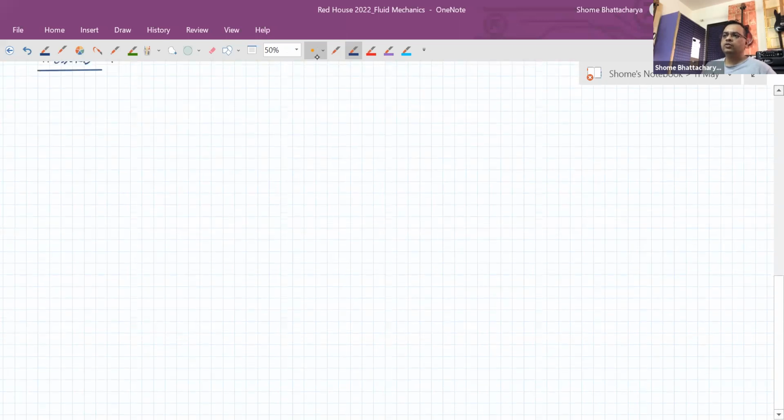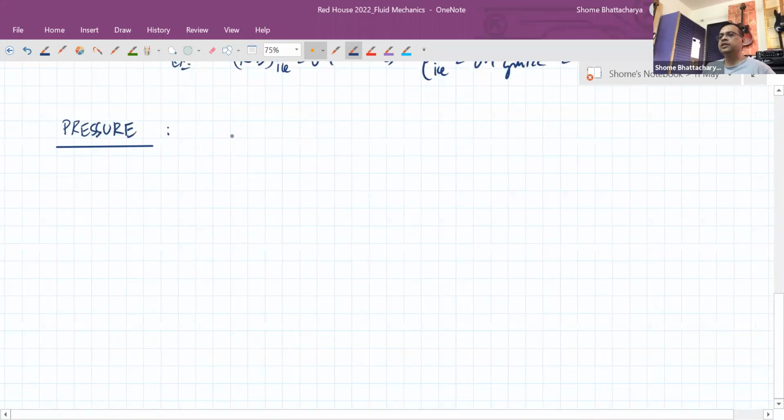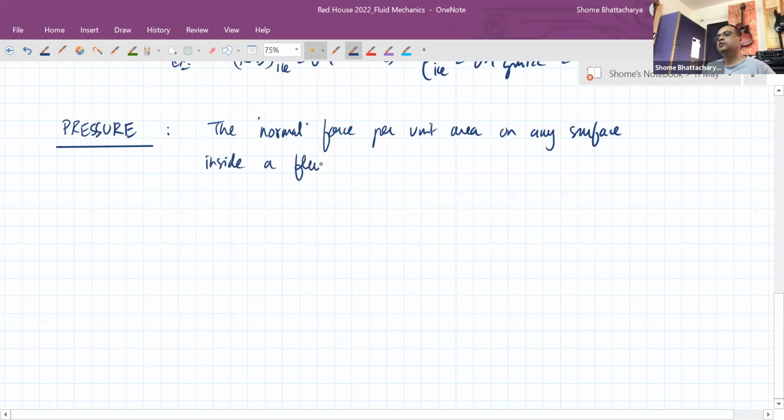Okay, so over here we will define pressure as a scalar. At our level in hydrostatics, we'll define pressure as a scalar. We'll define it as the normal, so normal means perpendicular, force per unit area on any surface inside a fluid, or you can say in contact with the fluid, is the pressure applied by the fluid.